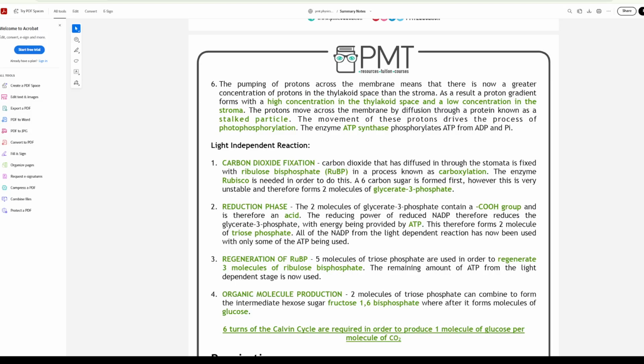Sorry, I didn't really get any of that. Carbon dioxide that is diffused in through the stomata is fixed with ribulose bisphosphate. I remember this. This is just the carbon cycle. Okay. The process known as carboxylation. The enzyme rubisco is needed in order to do this. A 6-carbon sugar is formed first. However, this is very unstable and therefore forms 2 molecules.